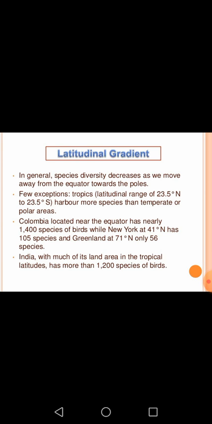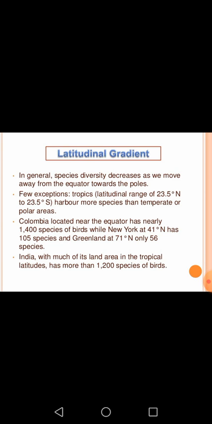Similarly, one more example: if you observe Colombia, which is located near the equator, it bears approximately 1400 species of birds, while New York, which is located at 41 degree north, has only 105 species. We are moving a little bit further, to 71 degree north, near Greenland. There we will obtain only 56 species of birds.